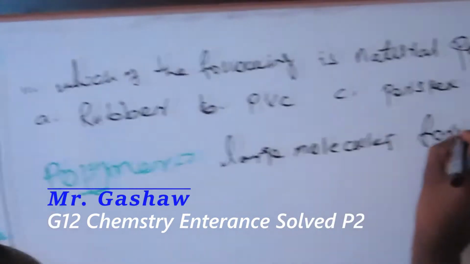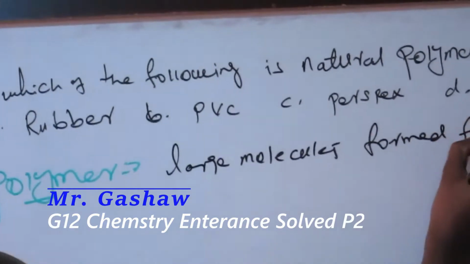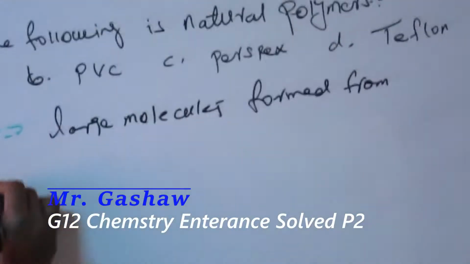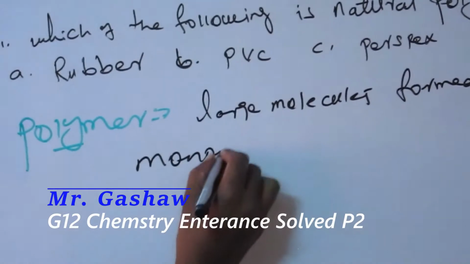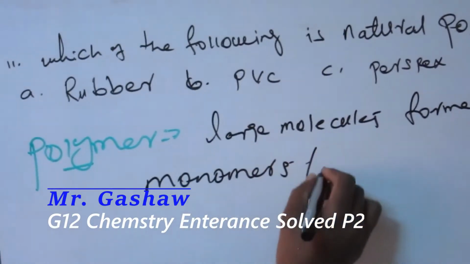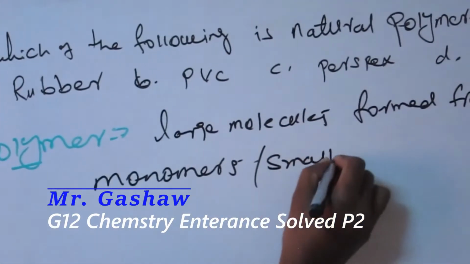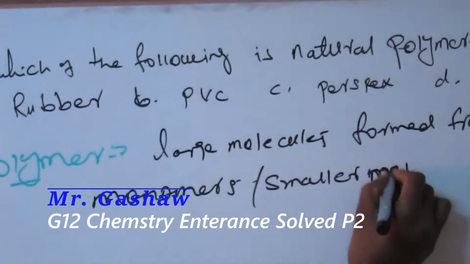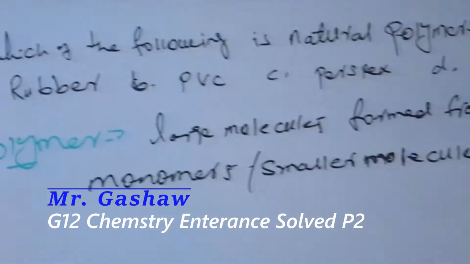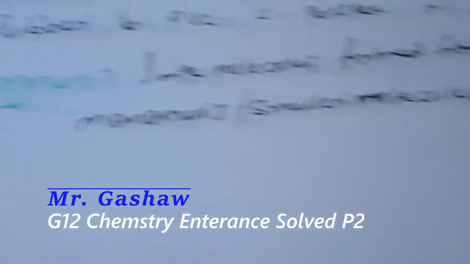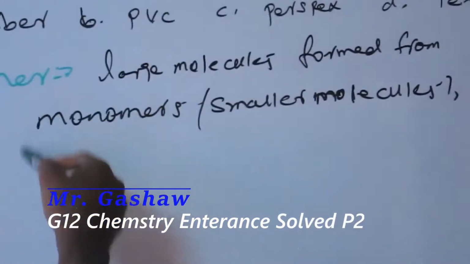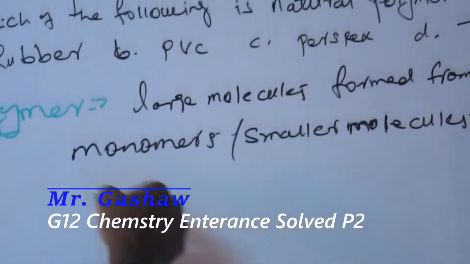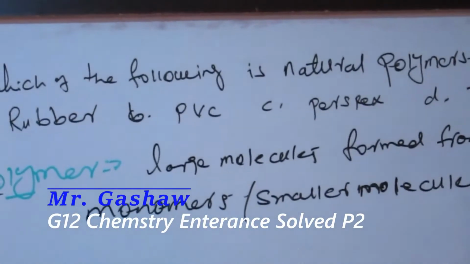Polymers are large molecules formed from monomers. Monomers means what? Smaller molecules. Polymers are large molecules, or the repeating units of monomers. Monomers repeat to produce polymers.